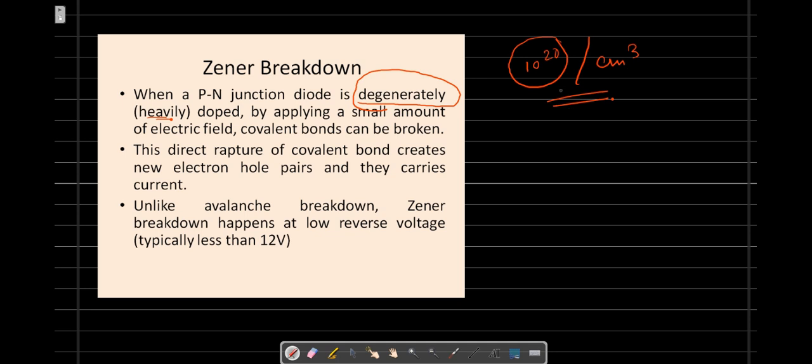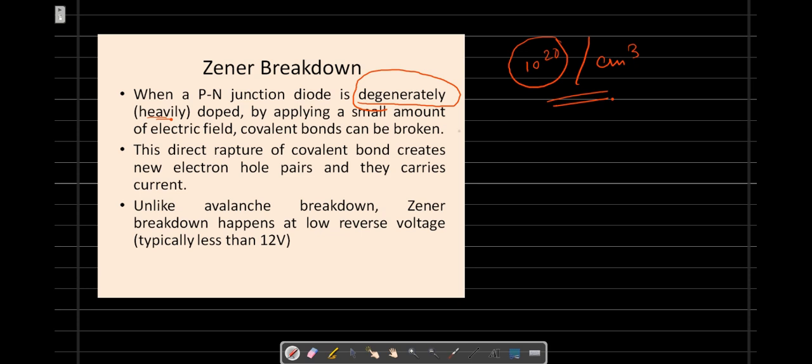Due to the presence of this heavy amount of impurity, you can easily break the covalent bond by applying a small value of electric field. Because when you are adding more impurities, the bonding energy value reduces. The covalent bond energy reduces, and you can easily break the covalent bond by applying some nominal value of energy that you can supply using the electric field.